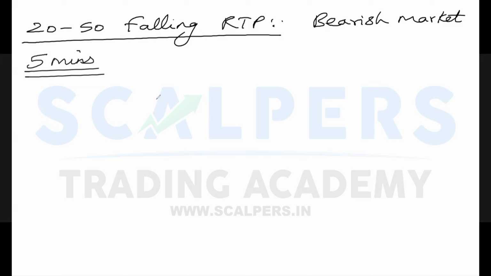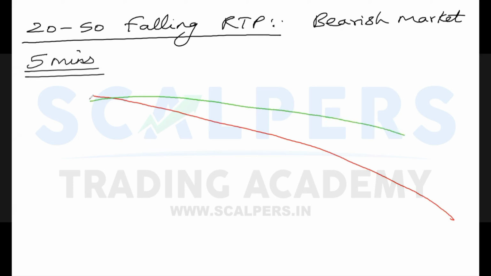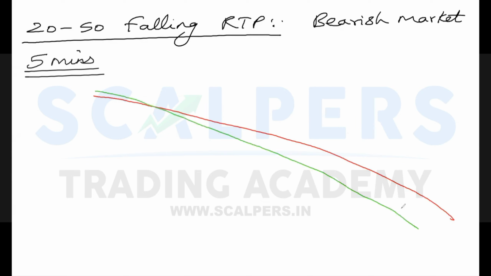So in a falling RTP, what happens? The 50 will be going down like this, and the 20 will be below the 50. This is how a falling RTP looks. The very important point in a falling RTP: 50 is above 20.